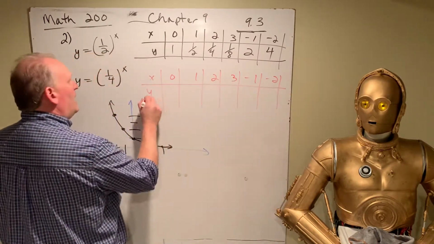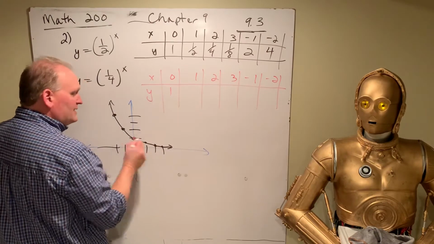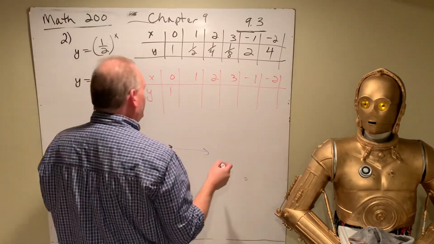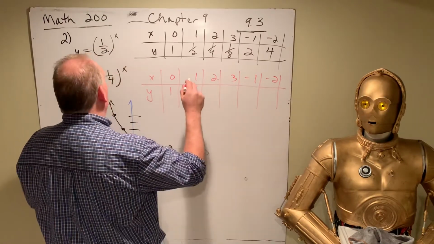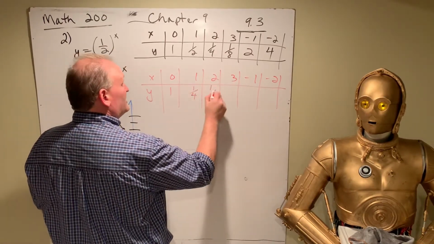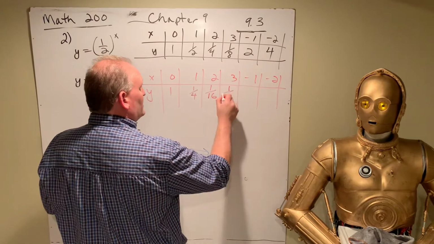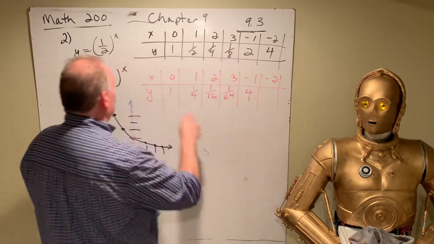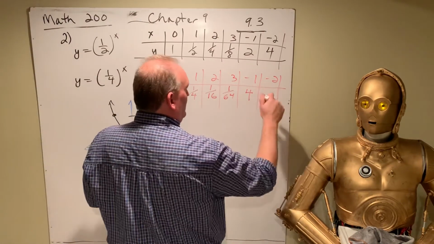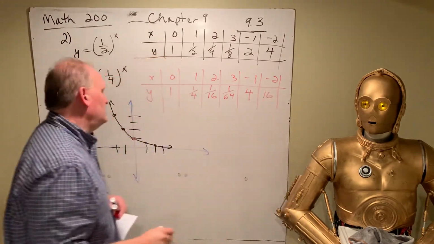So let's look at y. I put in 0, that's 1. So they have that 0, 1. Anytime it's an exponential function, it contains 0, 1. 1 is 1/4, 2 is 1/16, 3 is 1/64. -1 is just regular 4 because it does the reciprocal. And then -2 is 16.